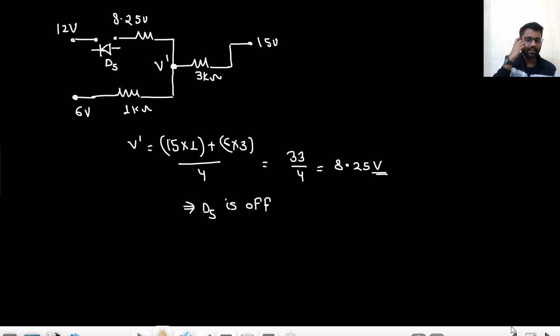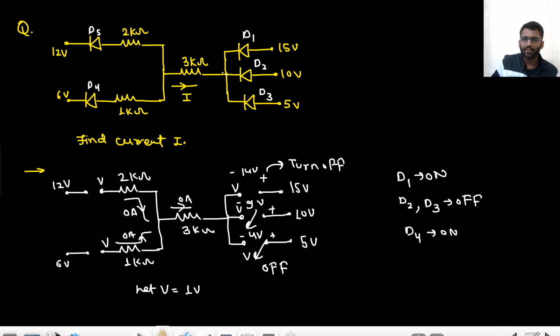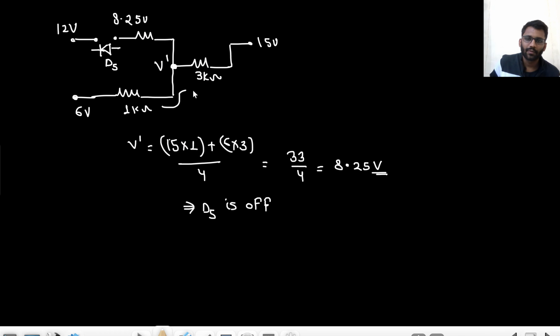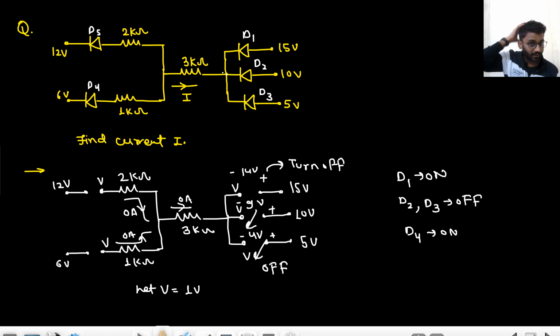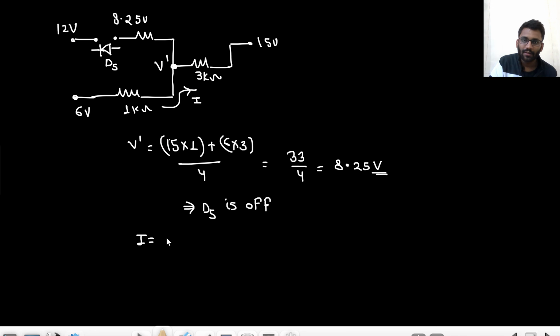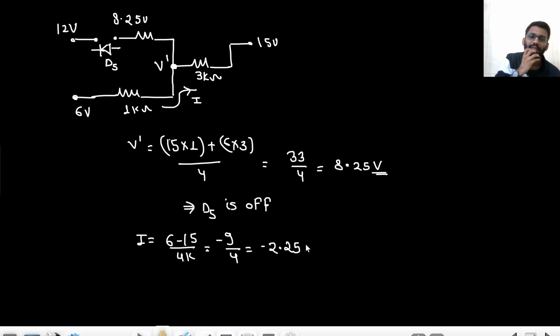You found that considering the diode to be off only, but you have to find the value of what? Current. You have to find the value of current. This current you have to find. Now tell me what will be the value of current I? Current I would be 6 minus 15 by 4k, that is minus 9 by 4k. That is minus 2.25, and since it is 4k, it will be milliampere.